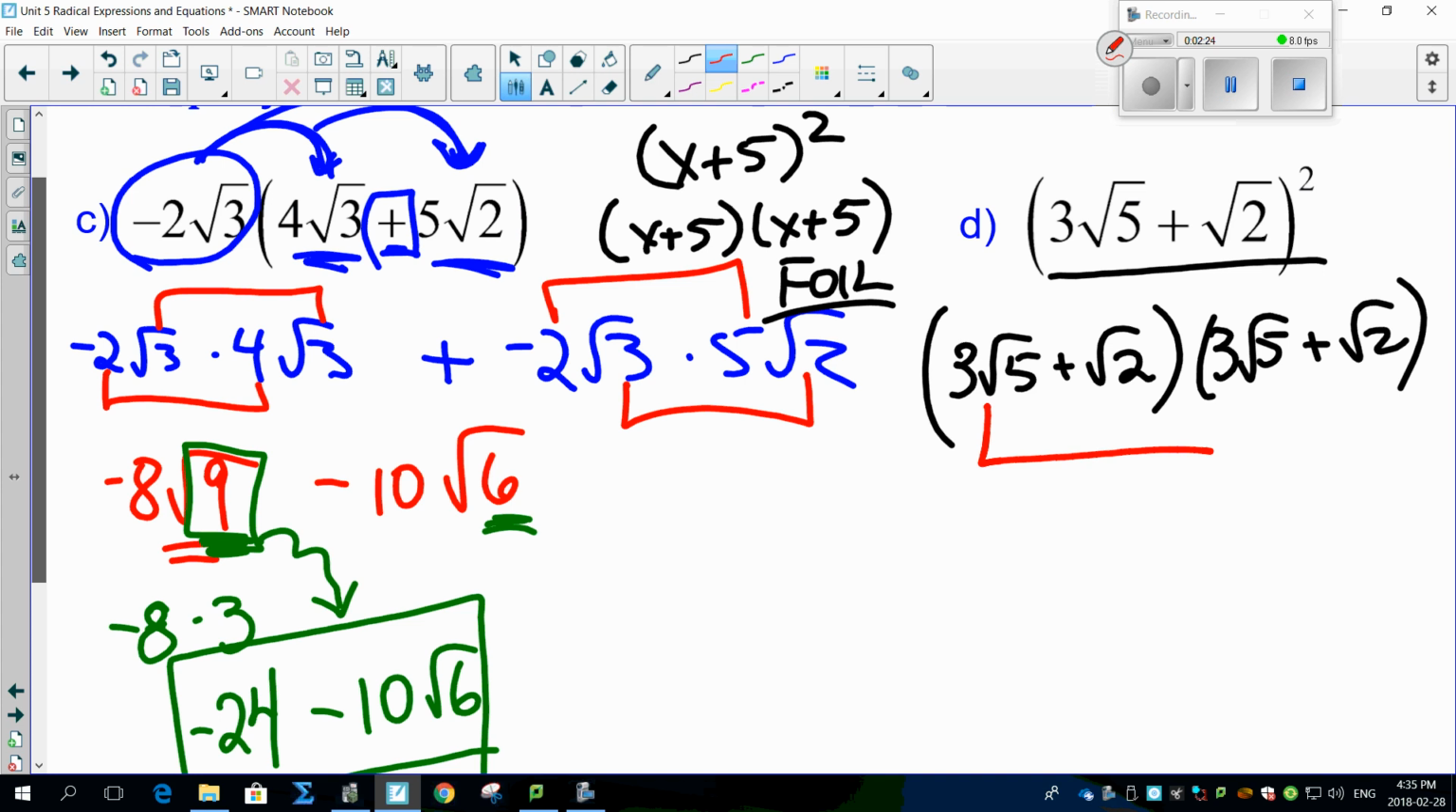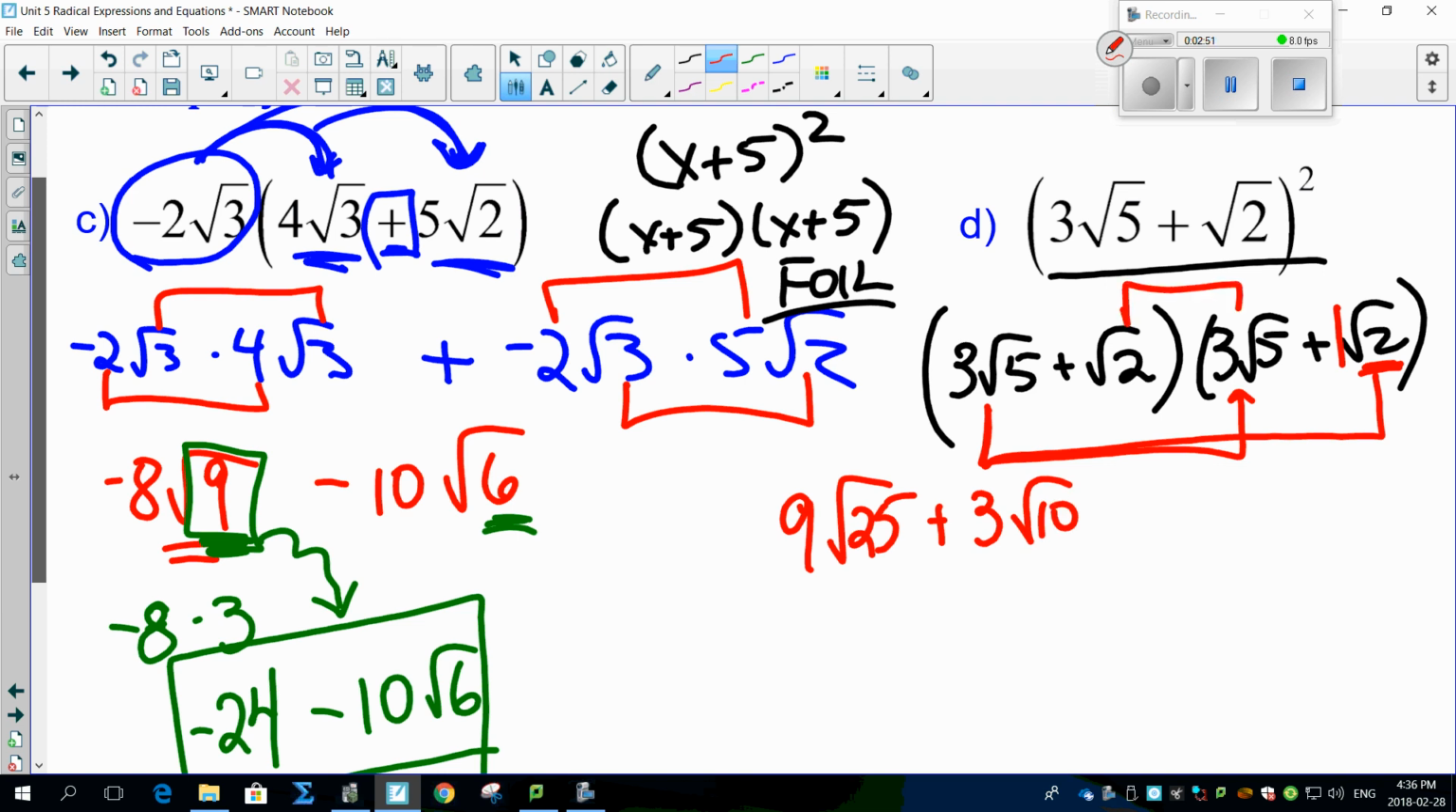Check it out. 3 root 5 times 3 root 5, guess what you got? You got 3 times 3, which is 9, root 5 times root 5, which is root 25. Now, outer, look what you got. 3 times, wait a second, what's the number in front here? Oh, of course, it's a 1. 3 times 1 is 3. Root 5 times root 2 is root 10. Look what you got here again. That's the number up front. 1 times 3, you got it, 3. Root 2 times root 5, that's root 10.